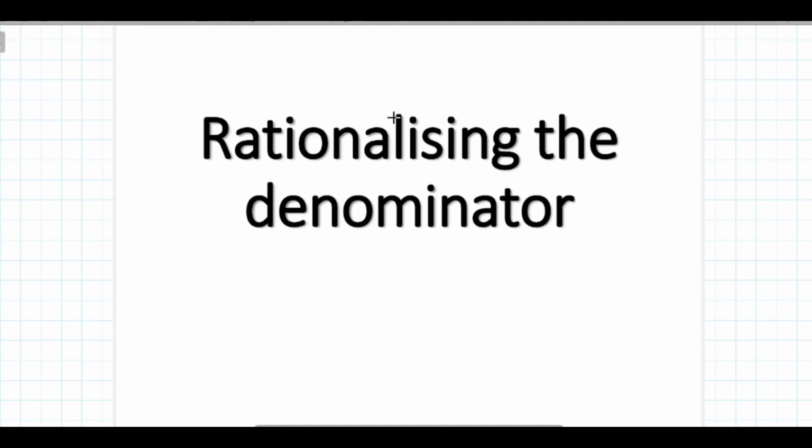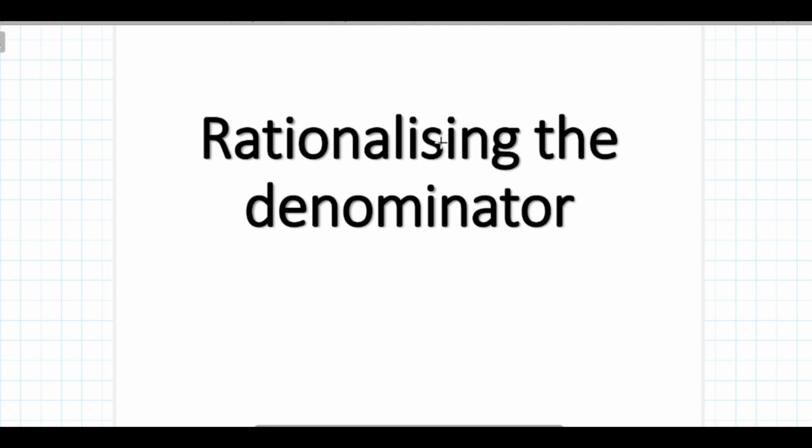Welcome to this lesson. In this lesson, we want to look at how you can rationalize the denominator. Remember in the previous lesson, we looked at surd conjugates and how to find them. You find the conjugate by simply changing the sign in between the surd and the second number.